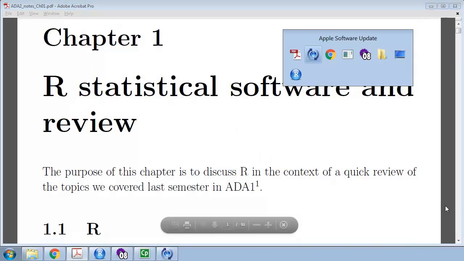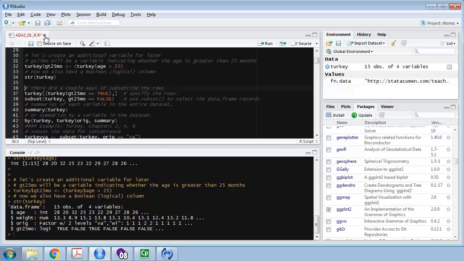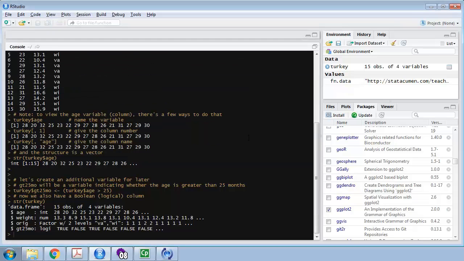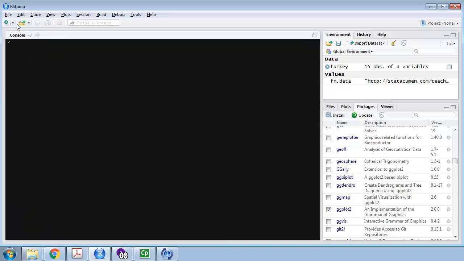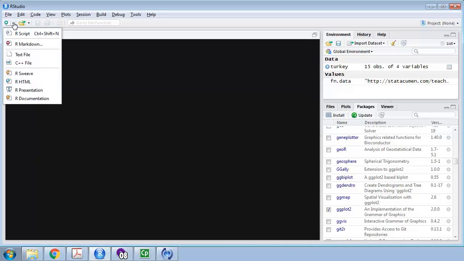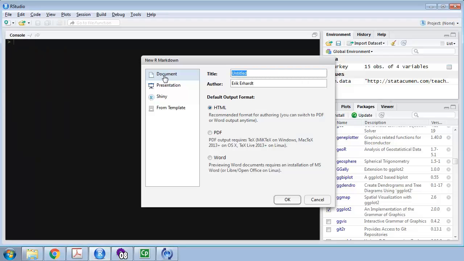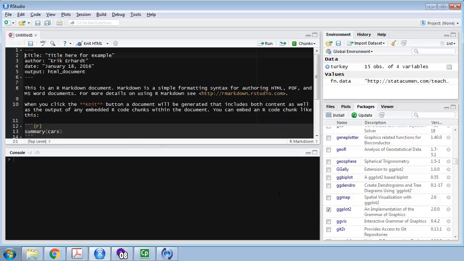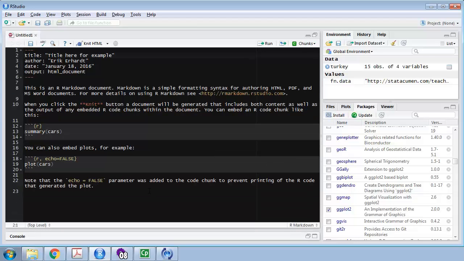Maybe the last thing that you want to be comfortable with is using Markdown. So I do have videos on using Markdown. Just as a very quick 45-second example, if you open a new script with RMarkdown, you can create a title here for an example, your name and the type of output. We're going to be using mostly HTML in this class. Here is a Markdown file, and I can maximize this window. This is the entire file.